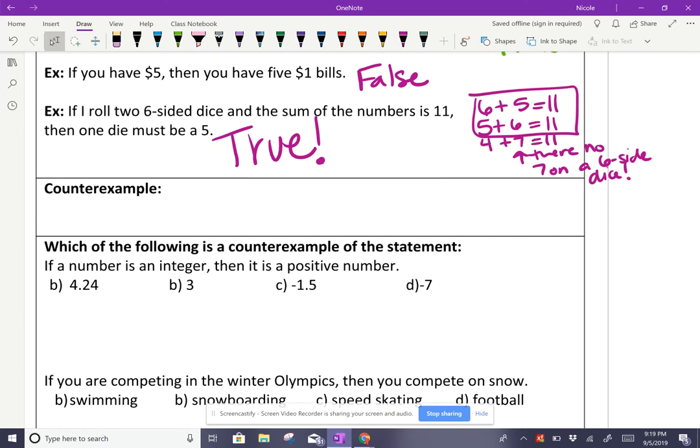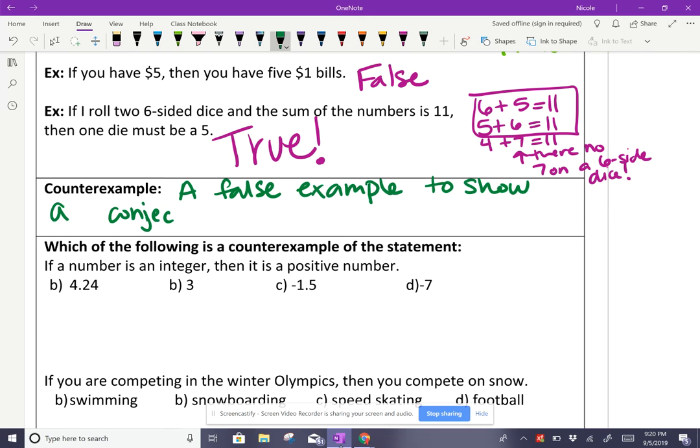So that is true. Our counterexample is a false example, or an example that is false, that we use to show a conjecture, so what we've been talking about, or statement, is not true. So if I can think of a reason or an instance or just one example that says this statement or this conjecture doesn't hold true for all circumstances, then it is not true.